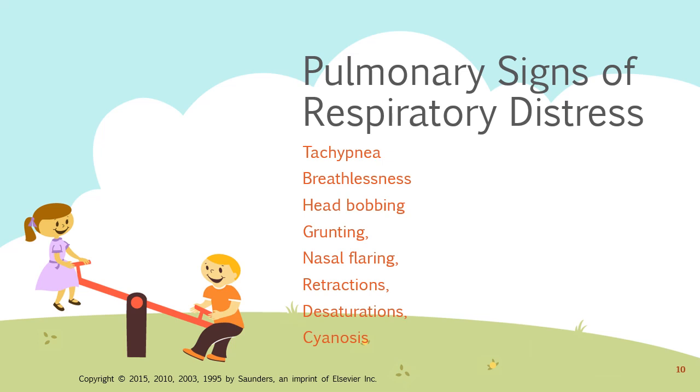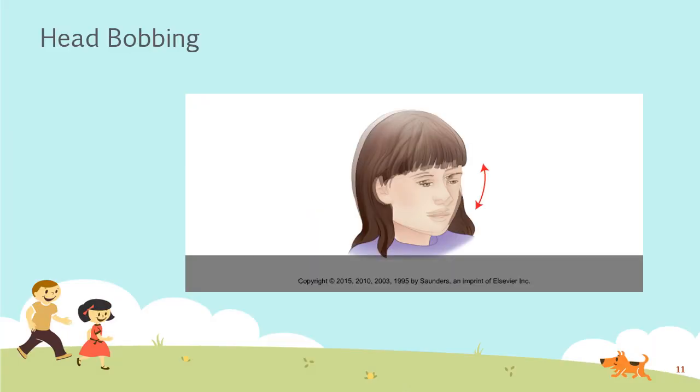Let's talk about head bobbing. Head bobbing happens in response to the sternocleidomastoids, or neck muscles that serve to flex and rotate the head, trying to overcome decreased lung compliance or increased air resistance, or both. The sternocleidomastoids contract during inspiration, and this pulls the head down and the clavicles and rib cage up. This results in head bobbing that happens in synchrony with each inspiration.